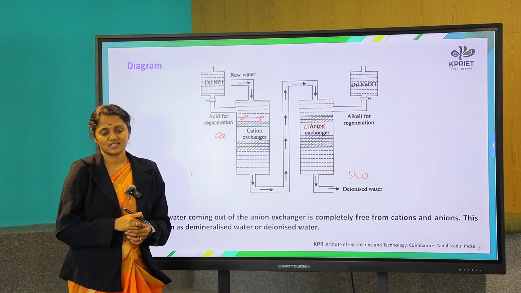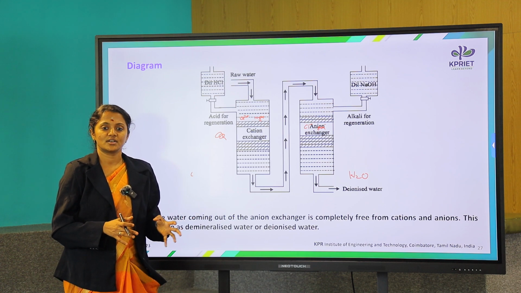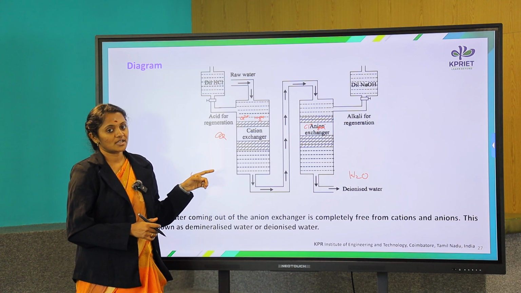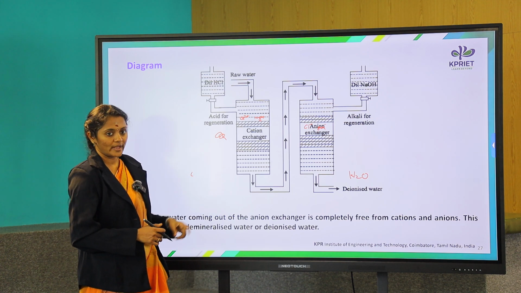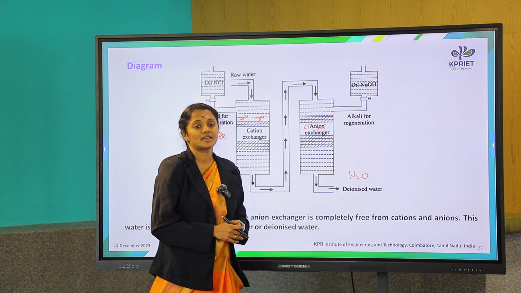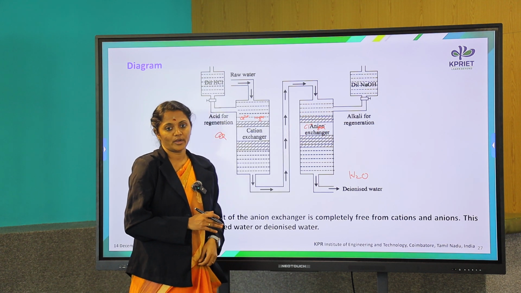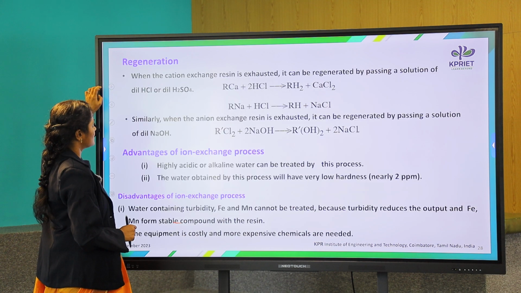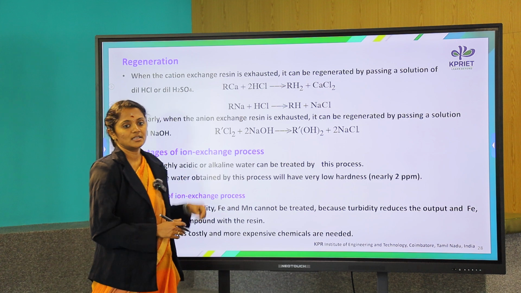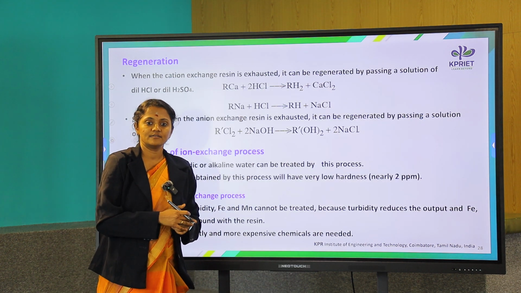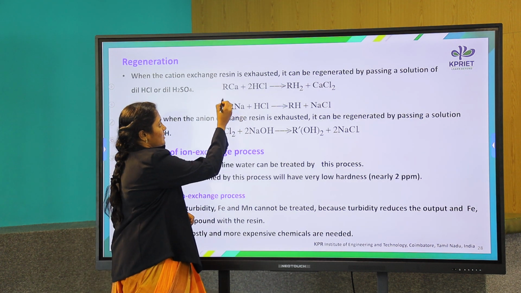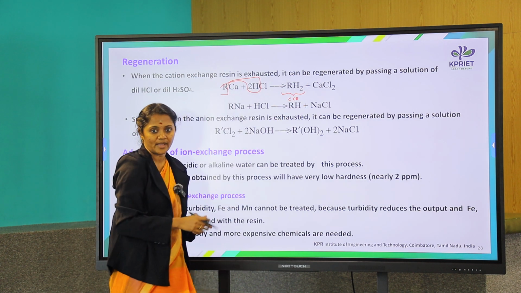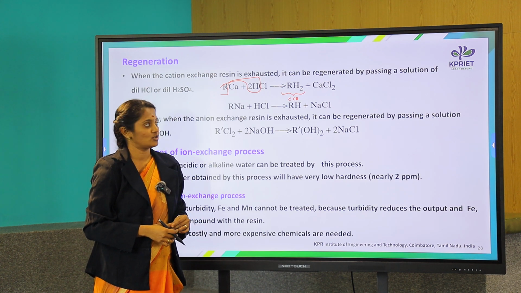Next is the advantage of this method. In this method, we can regenerate the resins, cation exchanger and anion exchanger. The cation exchanger can be regenerated by adding dilute HCl, and the anion exchange resin can be regenerated by adding dilute NaOH. Let's see the regeneration reaction, just the reverse of the previous reaction. When you see here RCa, when it is treated with HCl, we get back RH2. This is how we get the cation exchange resin back. This is how we regenerate the cation exchanger.